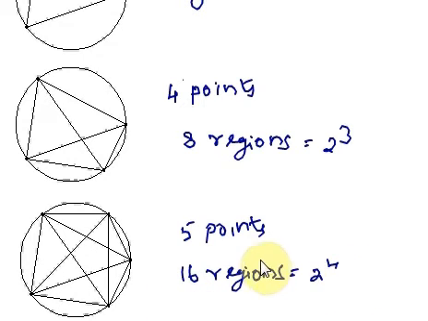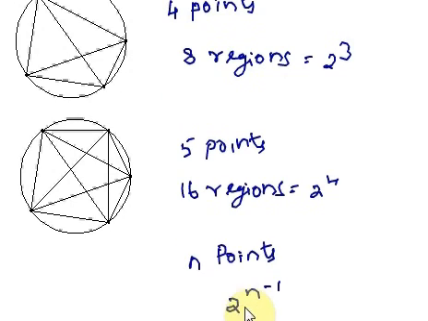At this point, probably everyone would be convinced that with 6 points, there would be 32 regions. Am I right? But it is not proved. It is just a conjecture. The conjecture is that the number of regions when n points are connected is 2 raised to n minus 1. Hope you are clear with this point.